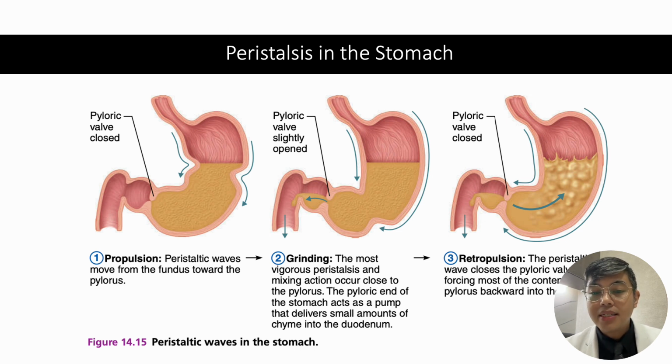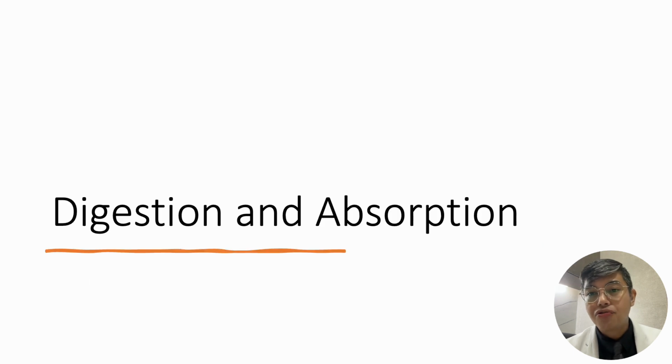Now, let's discuss about digestion and absorption. So, makikita naman natin, there are three major nutrient groups. Your carbohydrates, proteins, and your fats. Again, three major nutrient groups. You have your carbohydrate, proteins, and your fats.